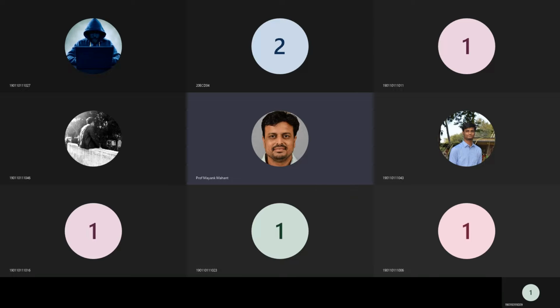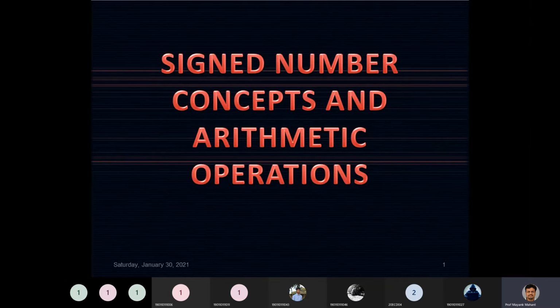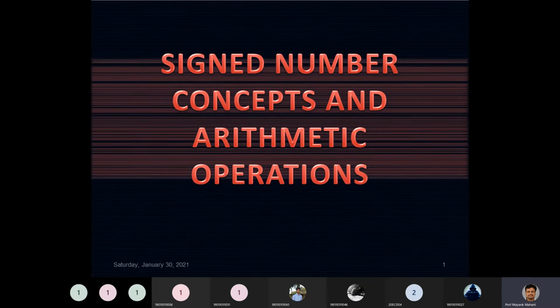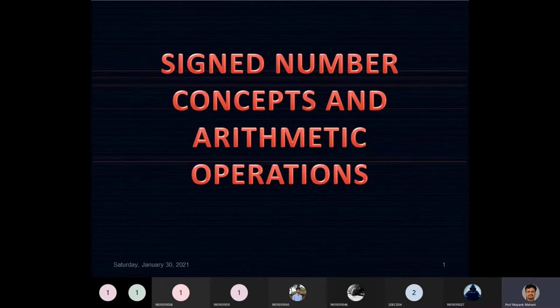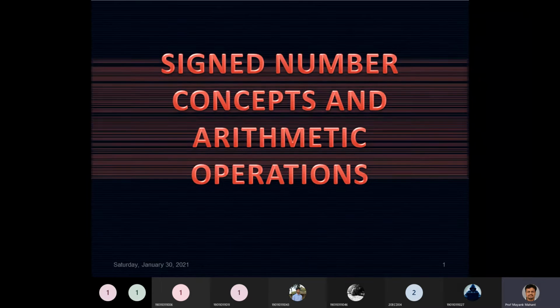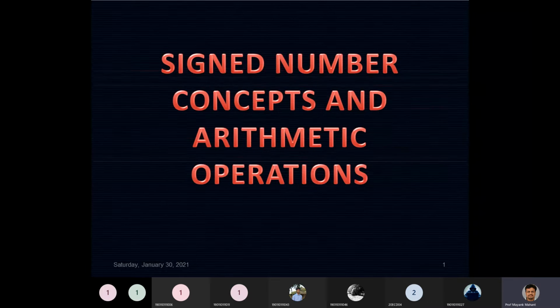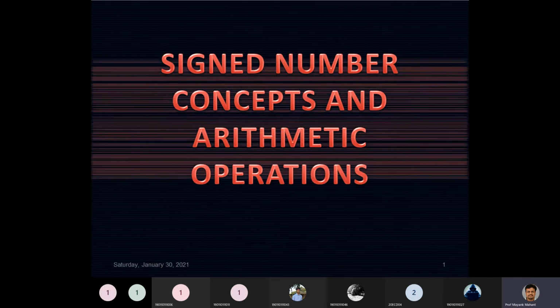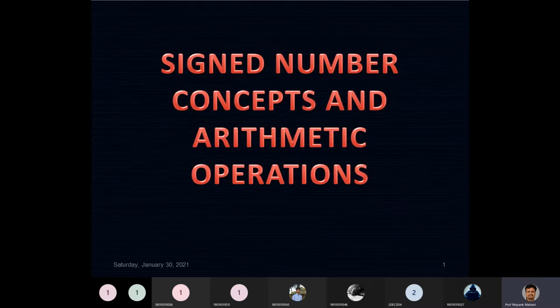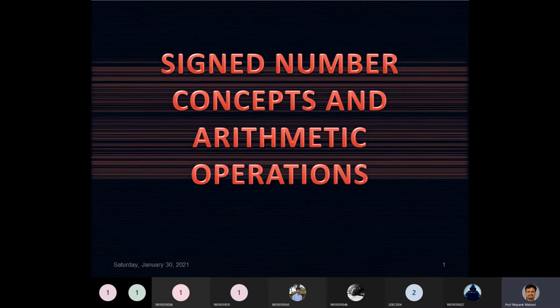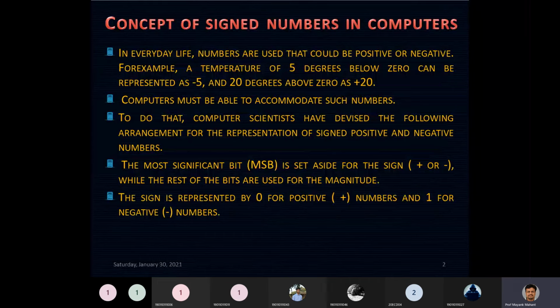Signed number concept and the arithmetic operation. As I have already told you, the arithmetic operation would be carried out by the microcontroller the same way it does for unsigned numbers, but as a programmer we need to take care about the results. Now we will shortly go through the concept of signed numbers in the computer system, or basically we can call it a hardware system.